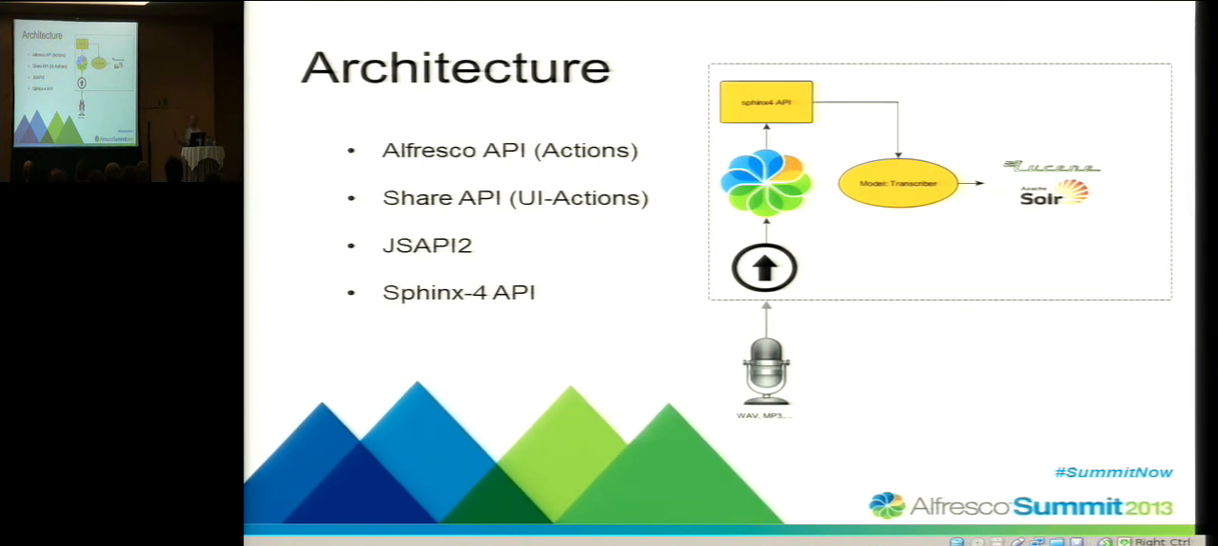Well, the architecture uses four main elements: the Alfresco API for development of the Java action for the repository, the Share API and REST for development of user interfaces for Share, JSAPI 2, the Java Speech API 2, which provides this middleware and provides JSGF and JSML specifications for grammar and dictionaries, supports audio redirection and more. And the Sphinx 4 API is the main component for the transcription and speech recognition.